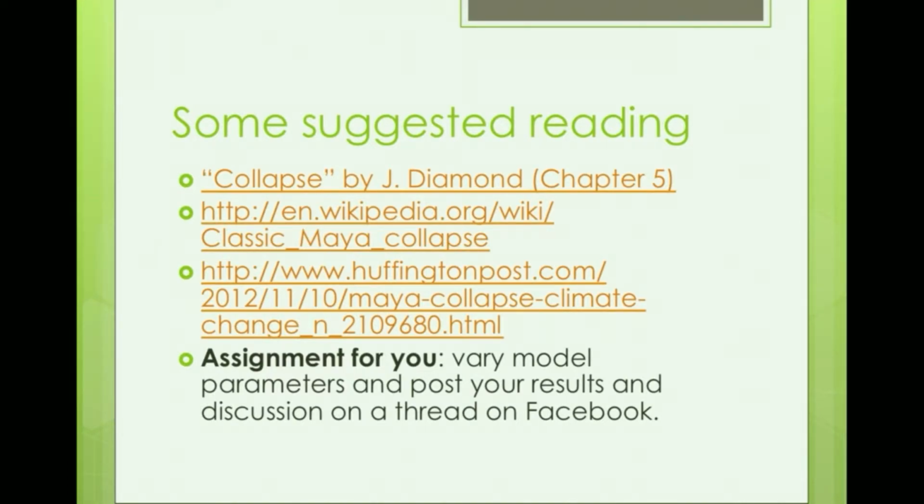Here's some suggested reading. There's chapter 5 in the book Collapse by Jared Diamond, which I think has a very nice portrayal and a little bit of a historical perspective. There are a couple of other readings that I want you to do online. And I have another assignment for you. I want you to look at the Vensim model, vary the parameters, and play the model. Whatever insights you come up with, I want to see some postings on our discussion page. Okay, it'll be fun, I promise.